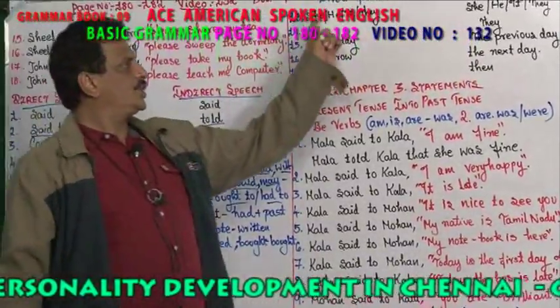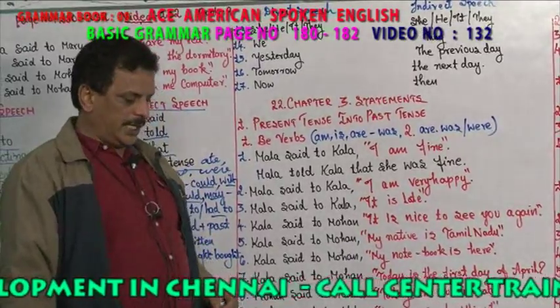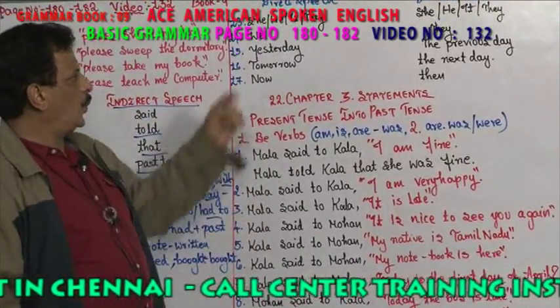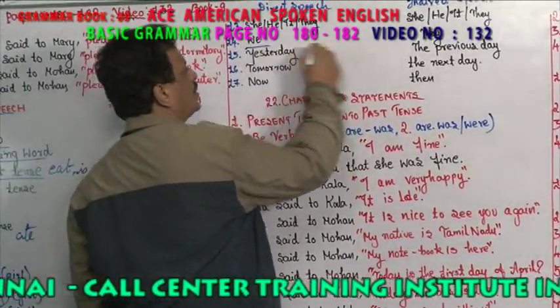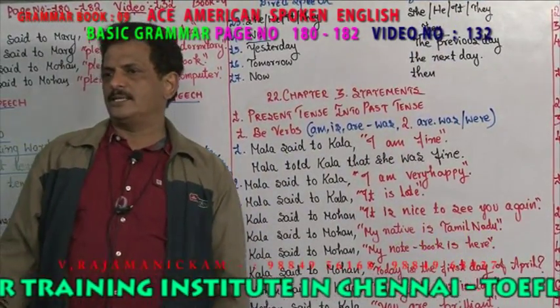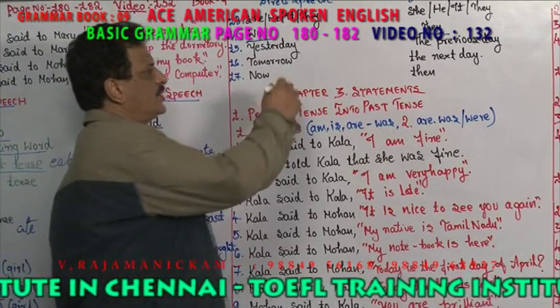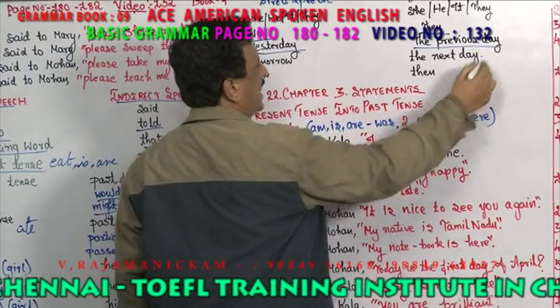And coming here, she, he, it, they. In indirect speech, same: she, he, it, they. We in indirect speech changes into they. I am telling, "We are from Delhi," and you say, "Sir told that they are from Delhi." So yesterday changes into the previous day. I say, "Yesterday I went to cinema."